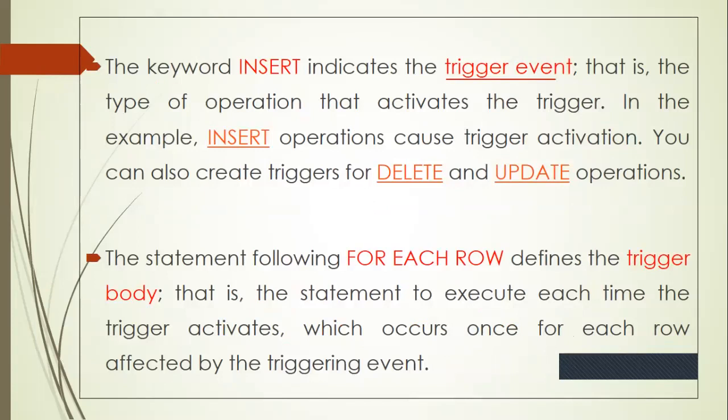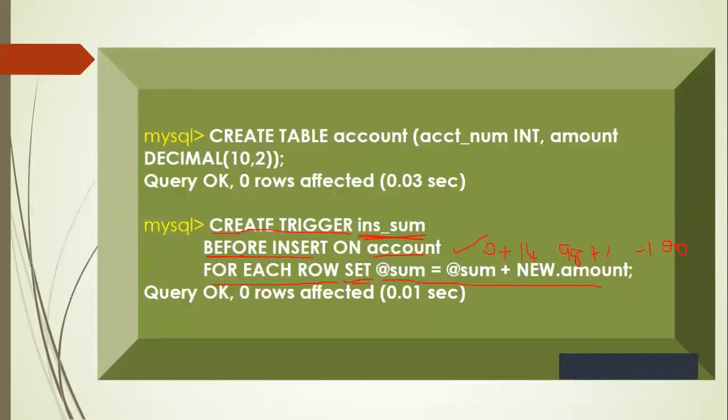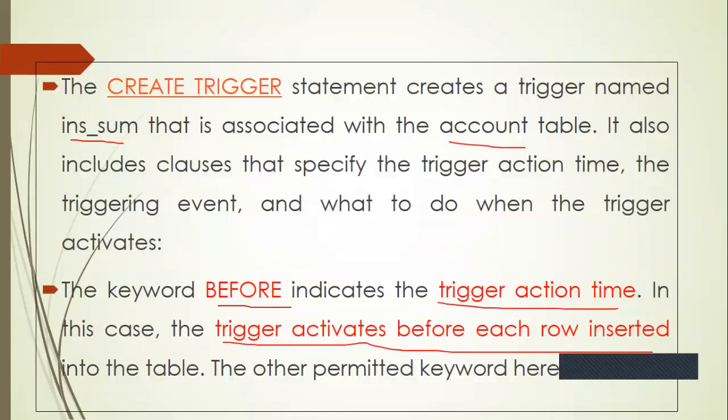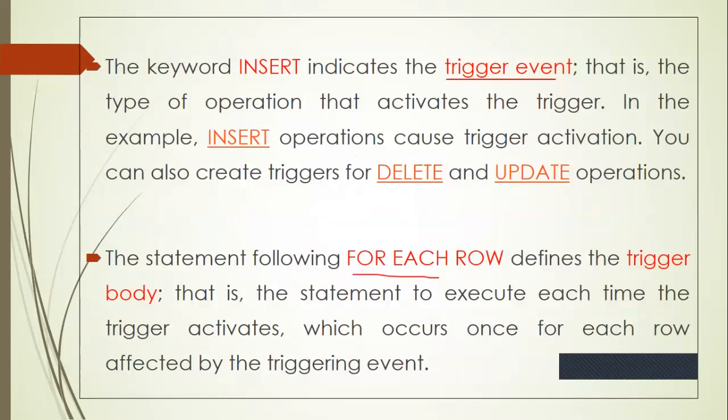That is the type of operation that activates the trigger, whenever insert is there. Instead of insert, you can also use delete and update. Then the next statement, for each row. For each row basically defines the trigger body. So before is the trigger action, insert is the trigger event, and the statement for each row is the trigger body. That is, each time the statement executes, the trigger gets activated for each row.